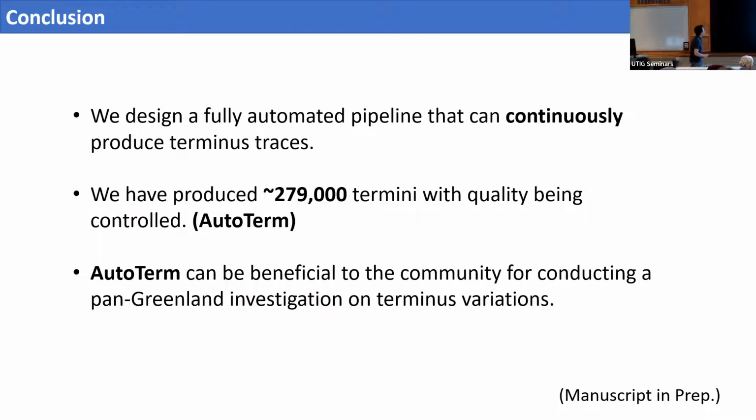All right. So the conclusion is that we designed a fully automated pipeline that can continuously produce terminus traces, because everything within the pipeline has been automated. We don't need to do any manual effort. We just need to click the button and let the script run. And we have produced 279,000 termini, with quality being controlled and uncertainty being measured. And we call this data set AutoTerm.